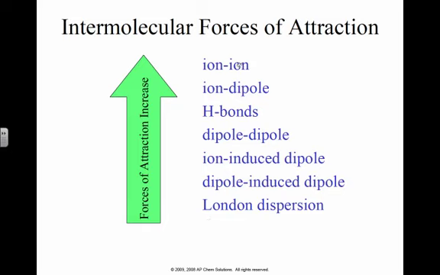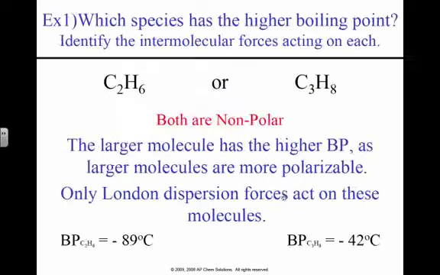So ionic, and a polar. This is polar with hydrogen bonding: hydrogen and nitrogen, oxygen, or fluorine. Dipole-dipole is between a polar molecule and a polar molecule. Ion-induced dipole is when a nonpolar and an ion are in contact. Dipole-induced dipole is when a nonpolar is in contact with a polar. And then London forces is when you have a nonpolar in contact with another nonpolar.